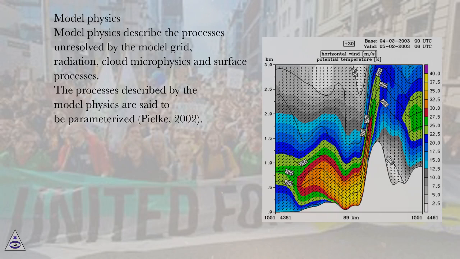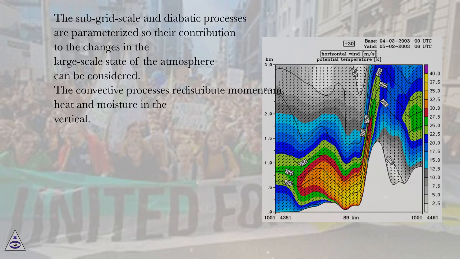Model physics. Model physics describe the processes unresolved by the model grid, radiation, cloud microphysics and surface processes. The processes described by the model physics are said to be parameterized, Pelkey, 2002. The subgrid scale and diabatic processes are parameterized so their contribution to the changes in the large-scale state of the atmosphere can be considered. The convective processes redistribute momentum, heat and moisture in the vertical.